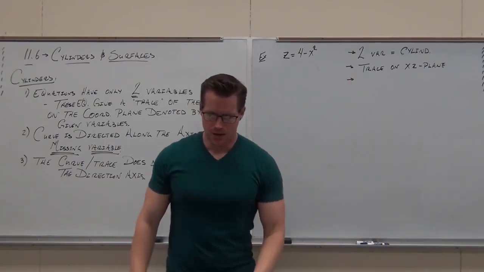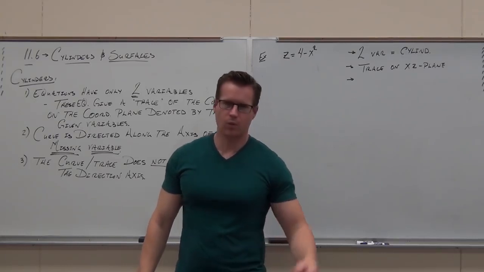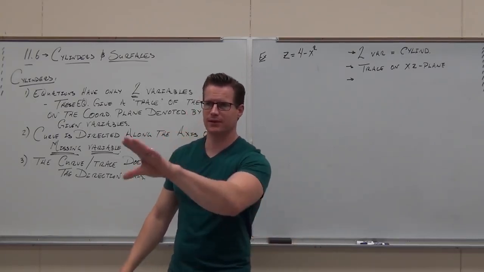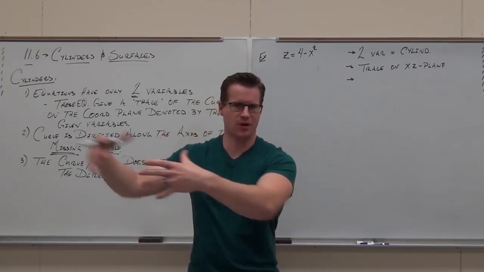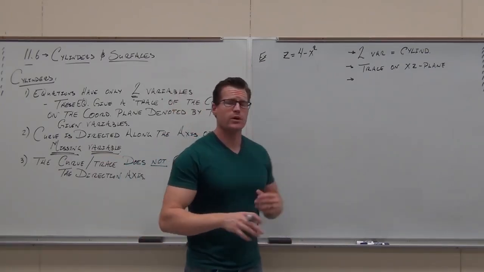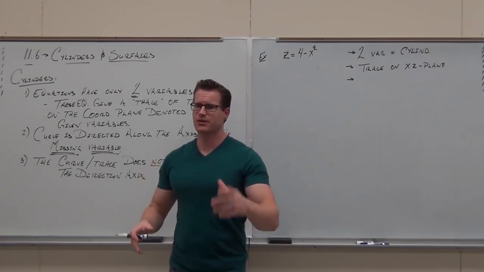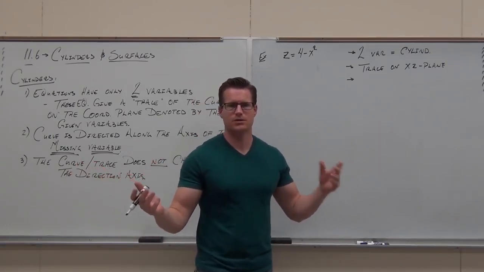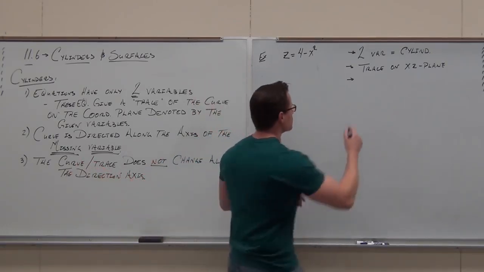And lastly, I want you to write what axis it's traveling along, directed along, the directrix, the axis of travel, whatever you want to call that, but where it's being projected. It's always being projected along the axis of the missing variable. Hey, what variable is missing? Y. So this is directed along the y-axis.